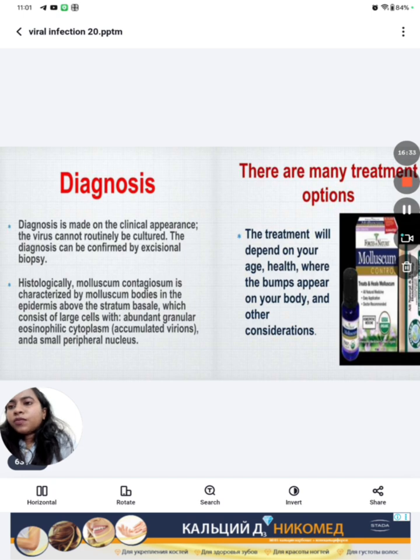The diagnosis is made on the clinical appearance. The virus cannot routinely be cultured. The diagnosis can be confirmed by excisional biopsy. Histologically, we can see the molluscum bodies in the epidermis above the stratum basale, which consist of large cells with abundant granular eosinophilic cytoplasm.